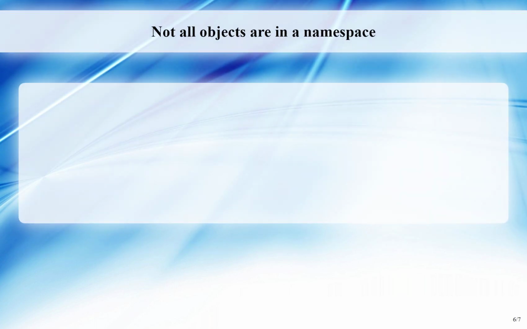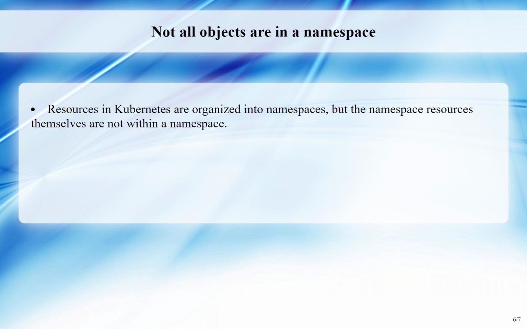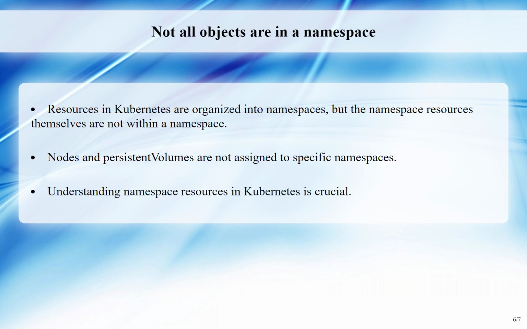Not all objects are in a namespace. In Kubernetes, most resources like pods, services, and replication controllers are in namespaces, but the namespace resources themselves are not in a namespace. Low-level resources like nodes and persistent volumes are not in any namespace. It is important to understand which resources are and aren't in a namespace in Kubernetes.